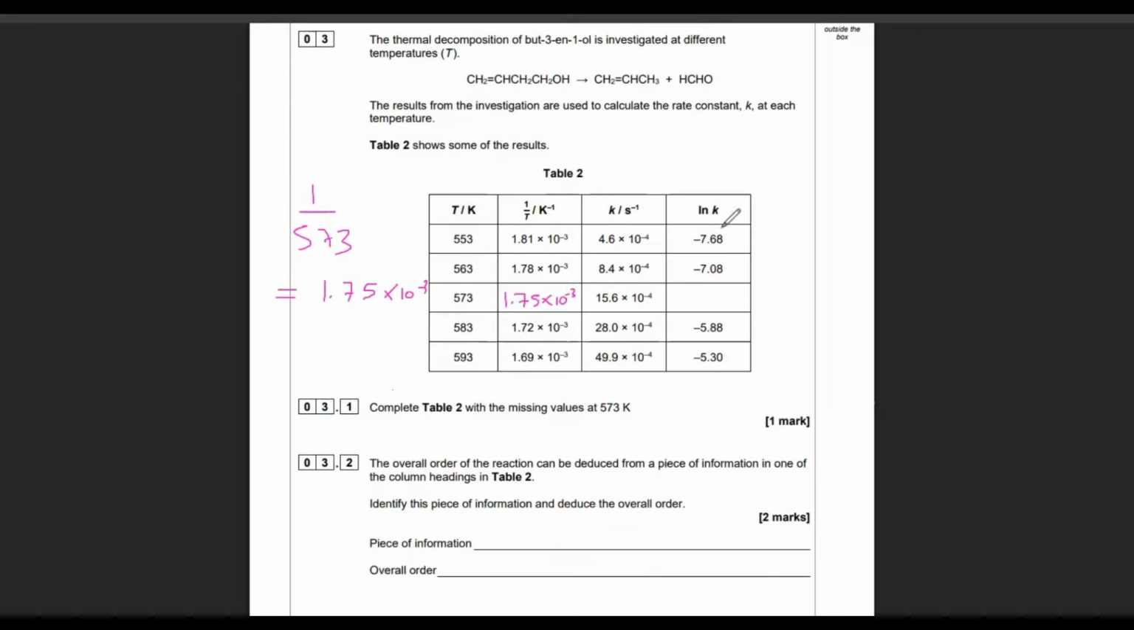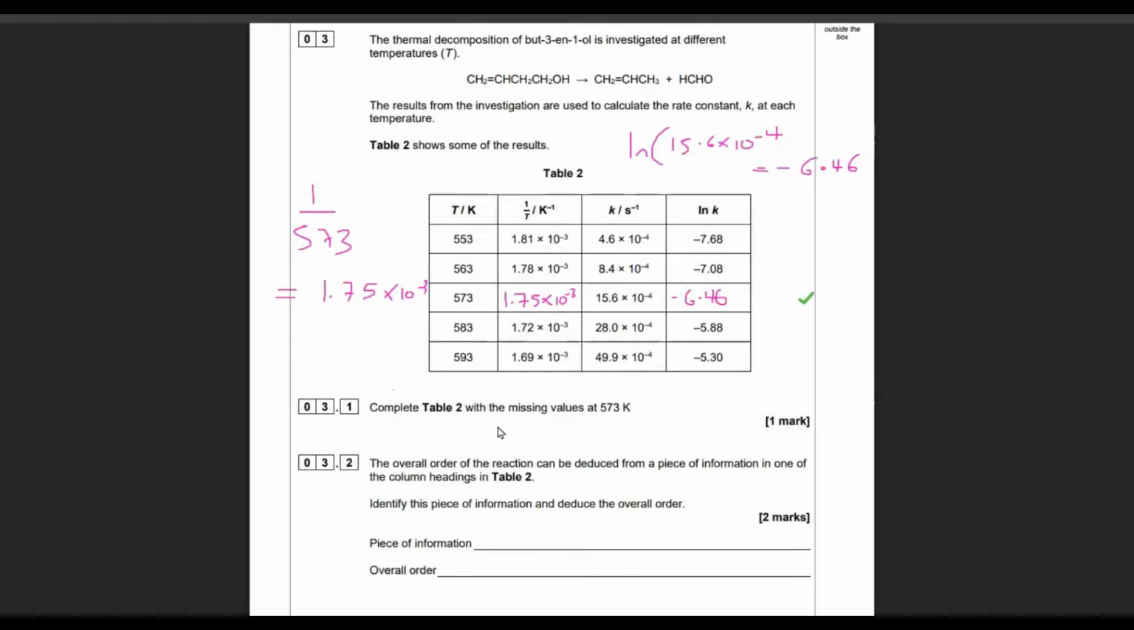Now for this one, we want to do ln K. Well, we just got to do ln in the old calculator. The brackets are going to pop up on your calculator. Then put in 15.6 times 10 to the minus 4. And if you're in doubt and thinking, is that definitely what I do? Well, just do ln of 8.4 times 10 to the minus 4, and you're going to get minus 7.08. So you'll know it's the correct way to do it. And that is going to give you minus 6.46, roughly, and that is going to give you the first mark on the board for this question.